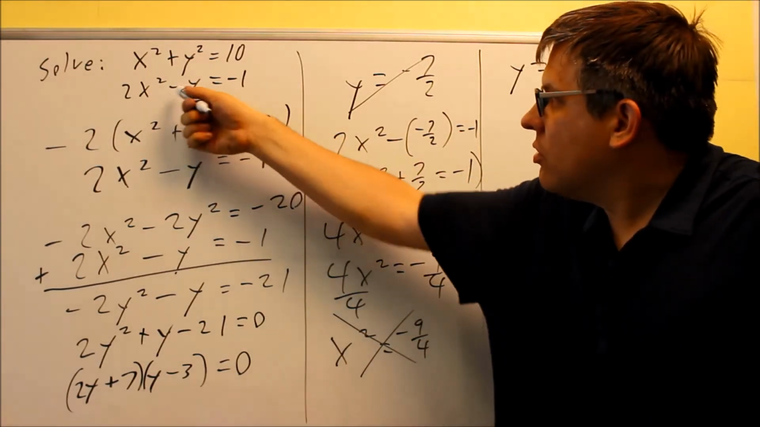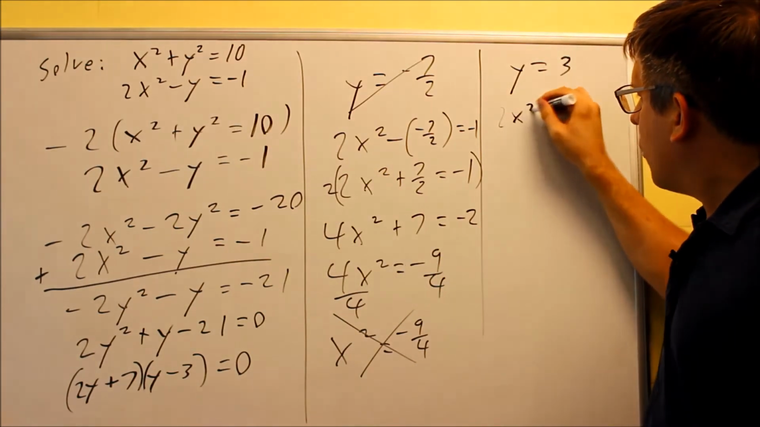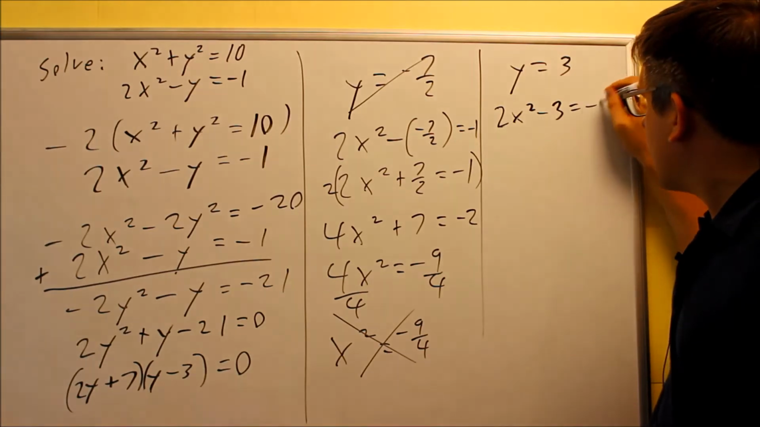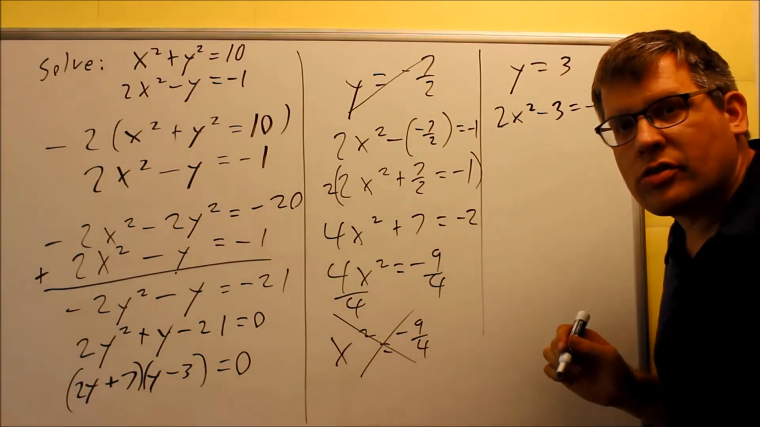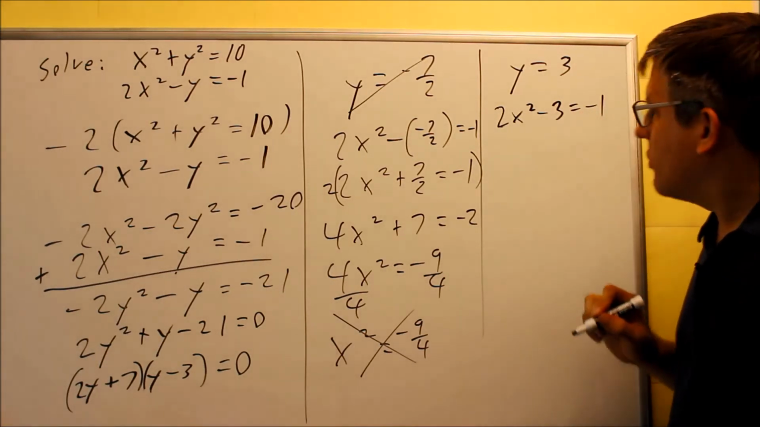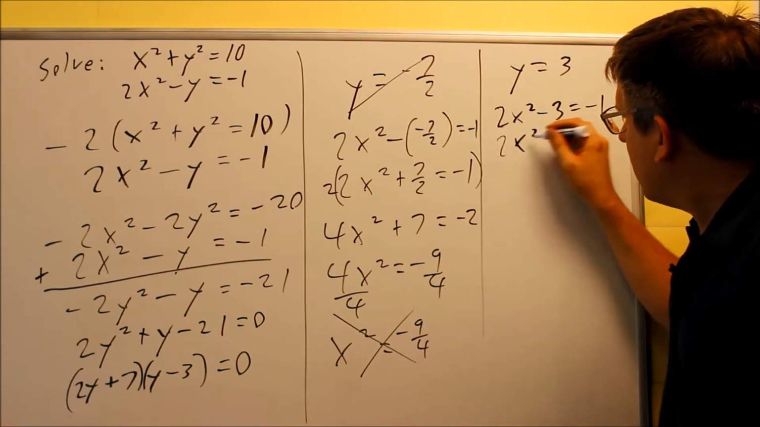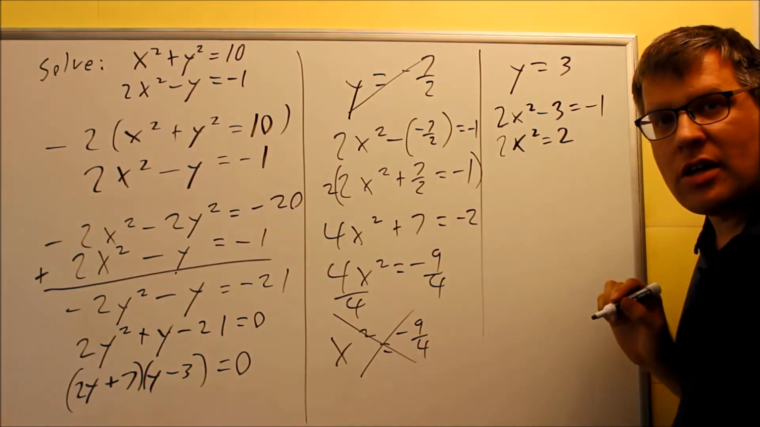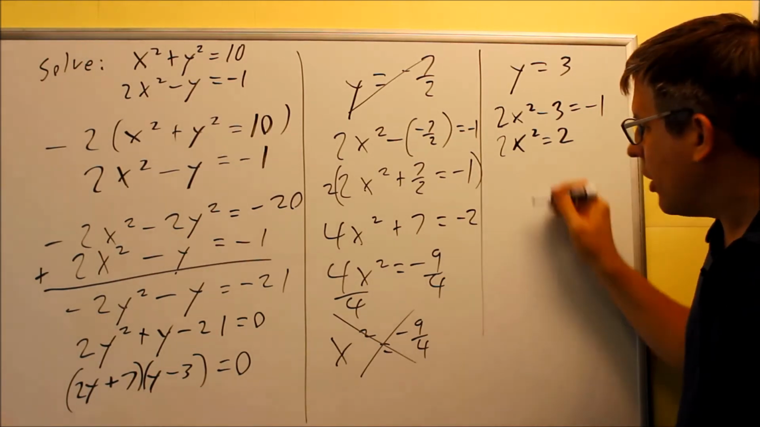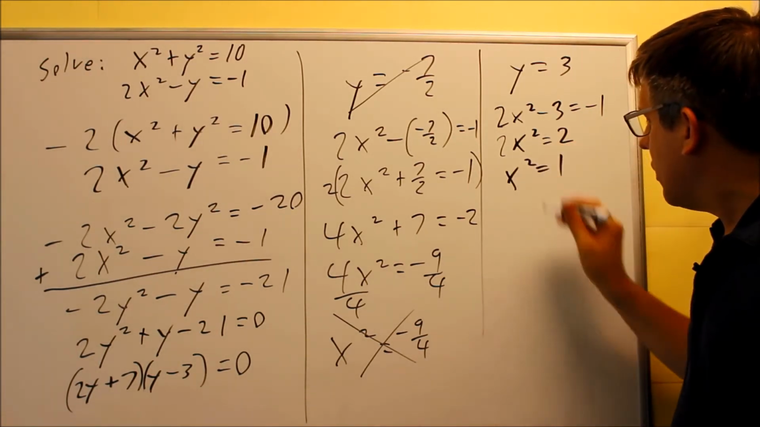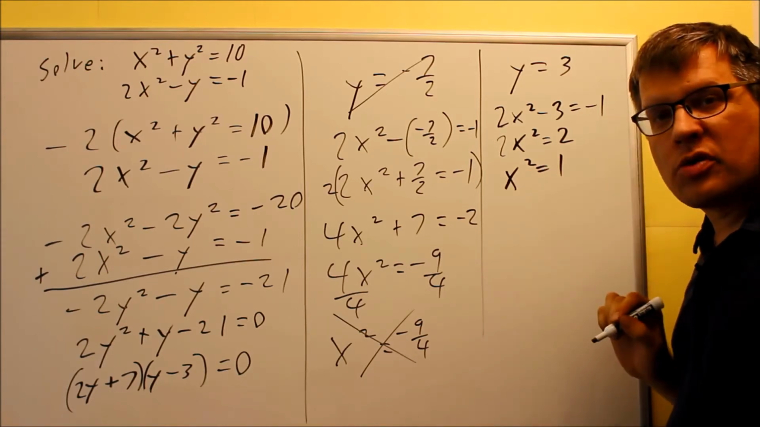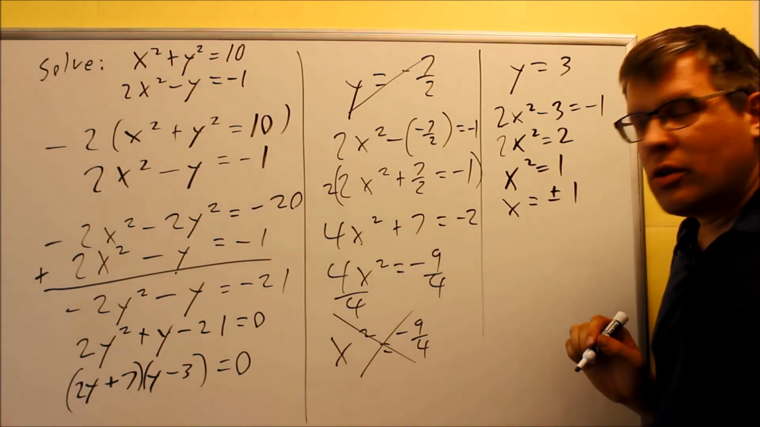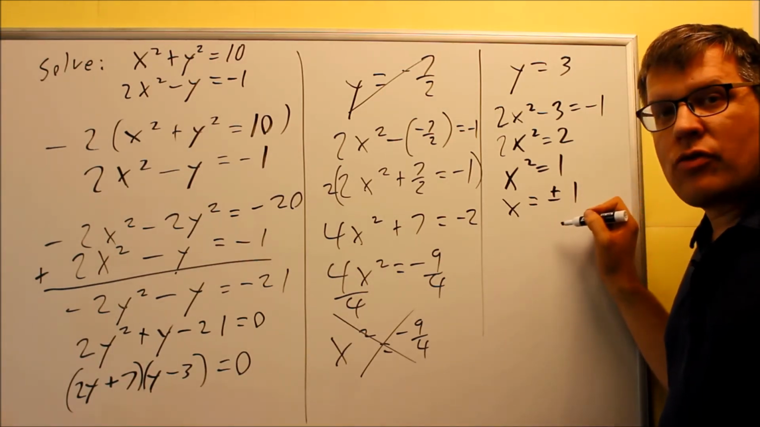I'm going to put that into the bottom equation: 2x squared, and I have minus 3 equals negative 1. I'm going to add 3 to both sides. So if I do, 2x squared is going to equal 2 by adding 3 to both sides. Divide both sides by 2 and you'll get x squared equals 1. And then finally you're going to square root both sides, and when you do, you get x is equal to plus or minus 1. So you actually have two answers here.